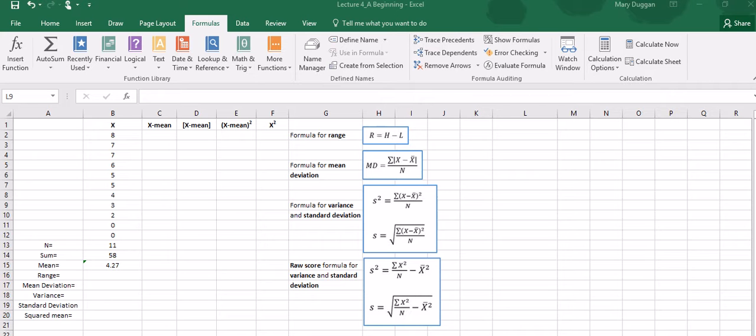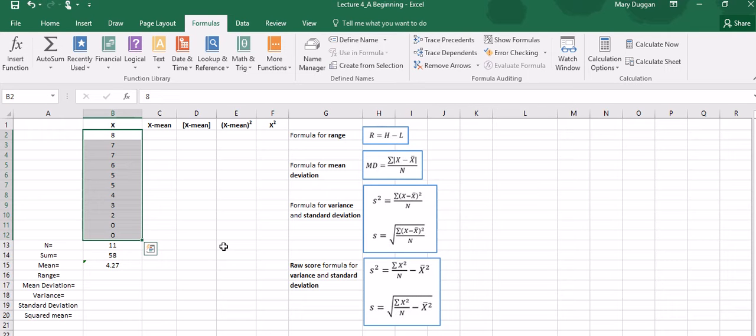As with previous videos, I've uploaded a practice Excel sheet that goes along with this video. Feel free to follow along with your Excel sheet to help you to work out these calculations. Okay, so to calculate measures of variability, we're going to start with a set of scores right here. And here are 11 scores or observations.